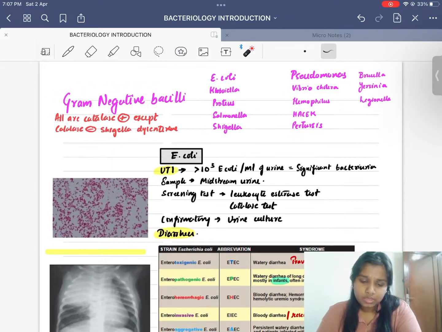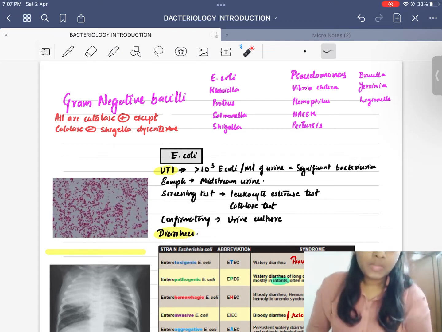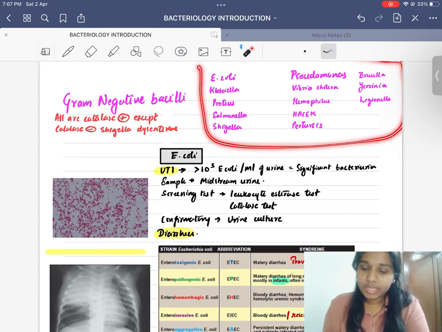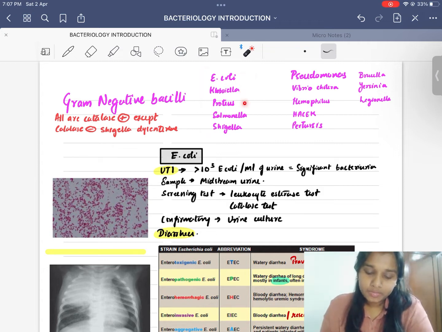First, we're starting with E. coli. So E. coli, as you know, it is a lactose fermenter. It's a bacilli. Now in E. coli, basically, these are the names of the bacilli. I have written it here: E. coli, Klebsiella, Proteus, Salmonella, Shigella, Pseudomonas, Vibrio, Haemophilus.